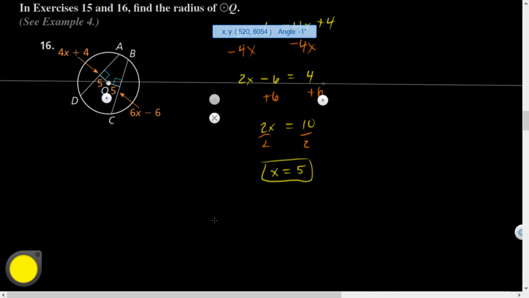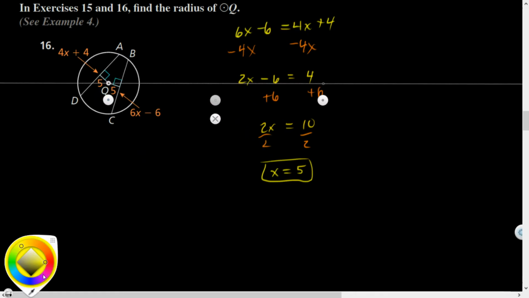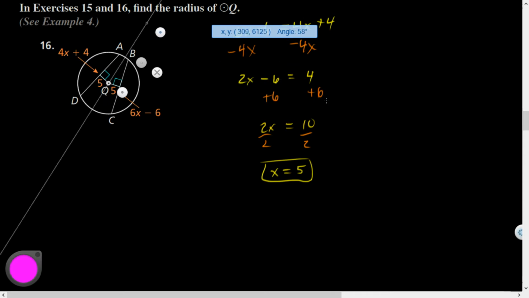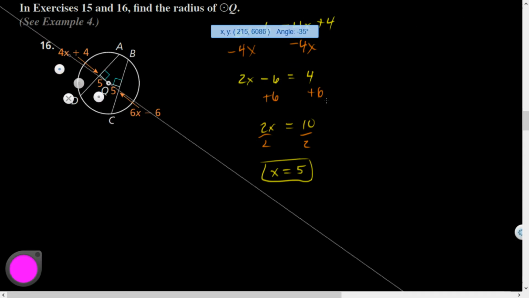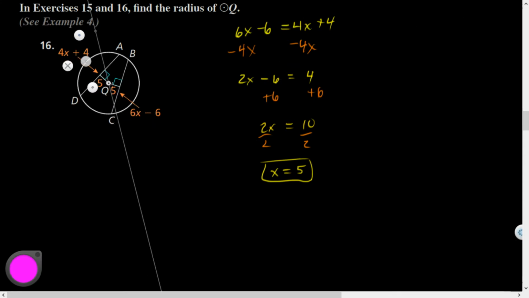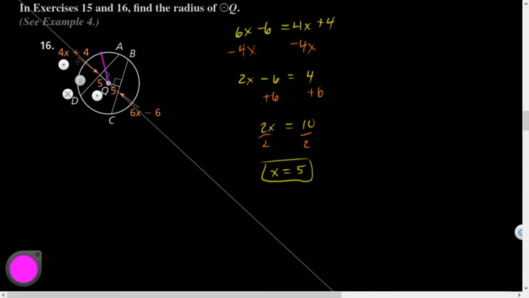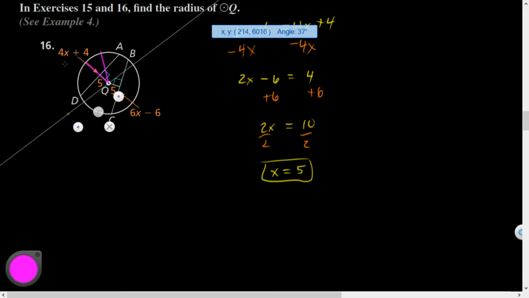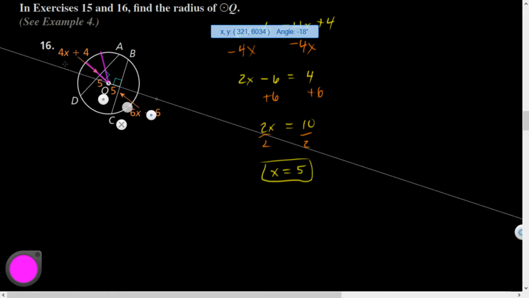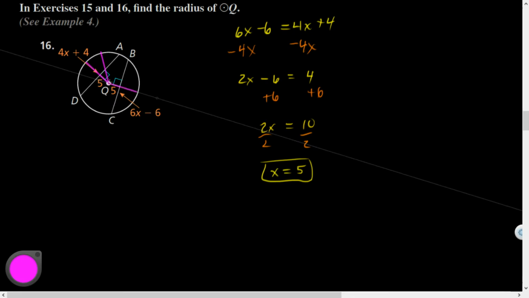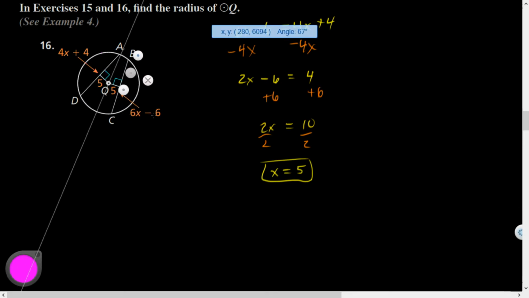So, in this circle, a radius is any segment that passes from the center to the edge. So that's a radius. All right, here's another radius. But what is the most helpful radius for us? QB, QA, QD, QC, any of those are going to be the one that helps us the most.